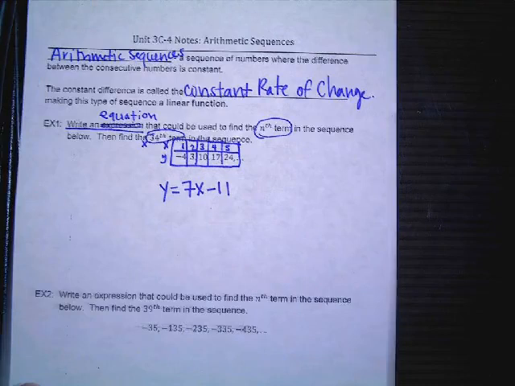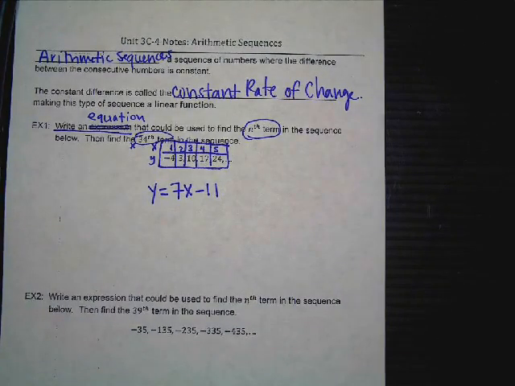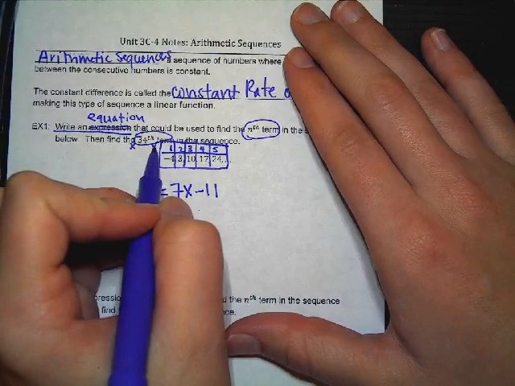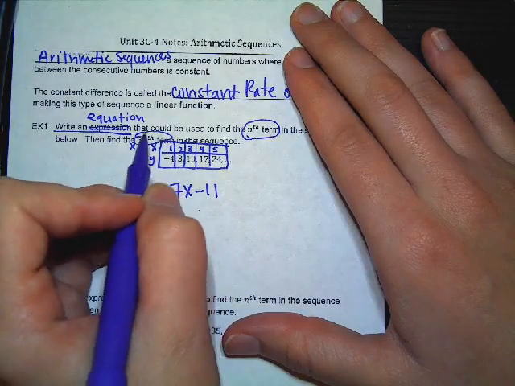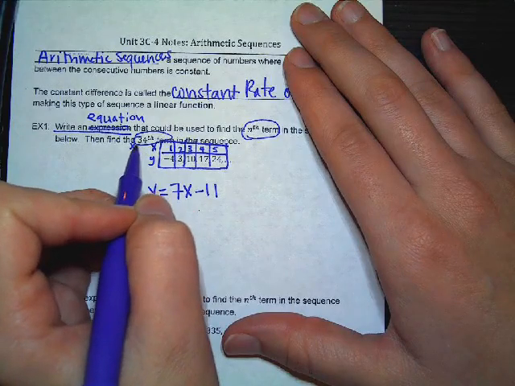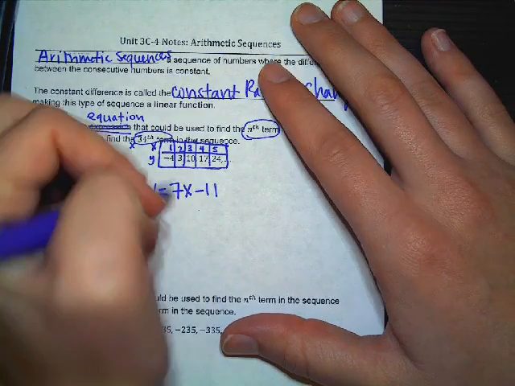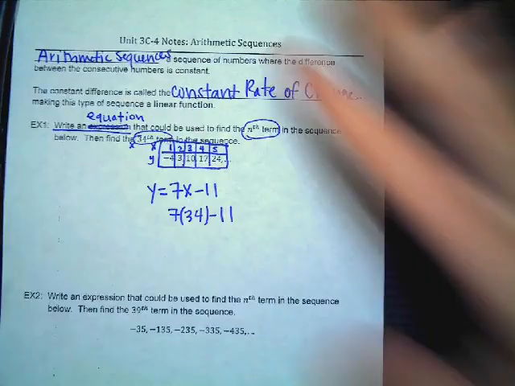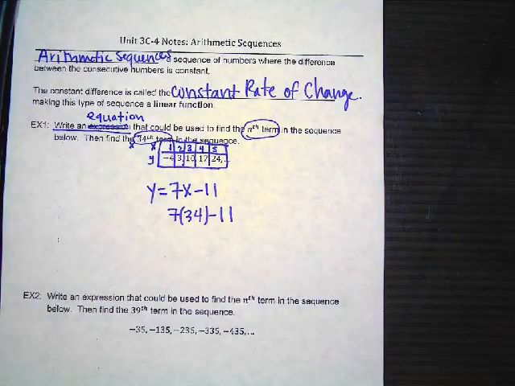Okay, but that's not what it wants. It wants to know the 34th term. Well, remember, my term numbers represent x, and it wants the 34th term. So that's representing an x, so I'm going to take 34 and put it in the x spot. Plug that in your calculator. Tell me what you get.